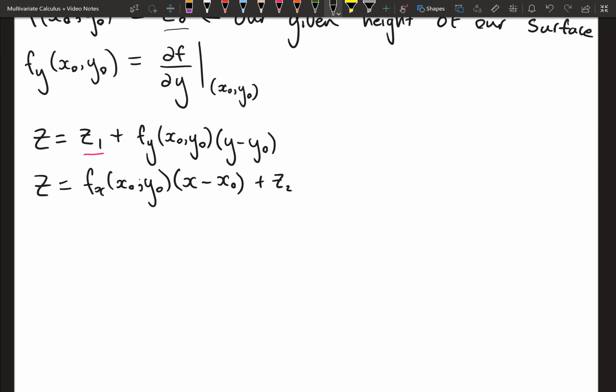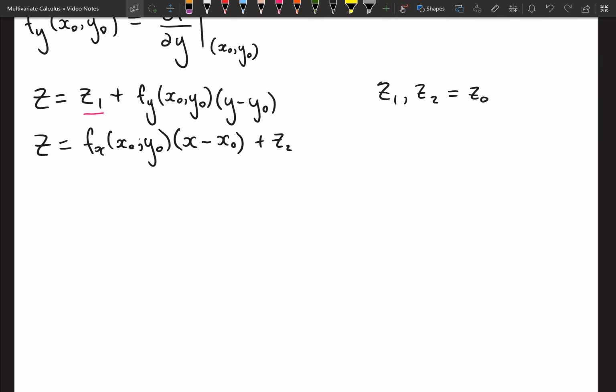We can combine these both to find the tangent plane. So how do we go about doing this? We've got two constants, and I can say that we don't need both these constants because technically they are both z naughts. So z1 and z2 are z naughts. And what that means is they occur at the same level, the same base level.